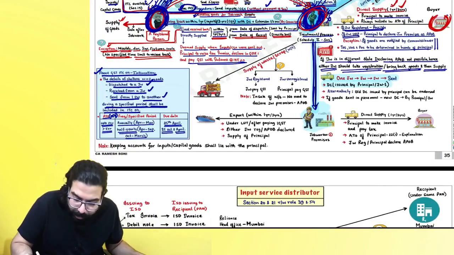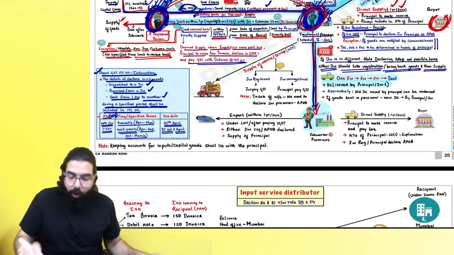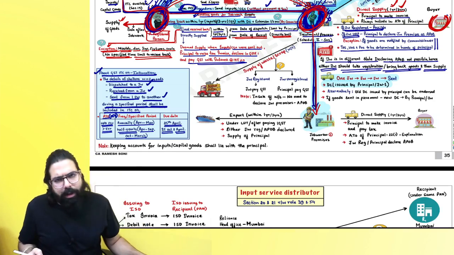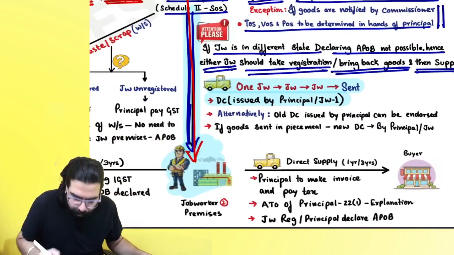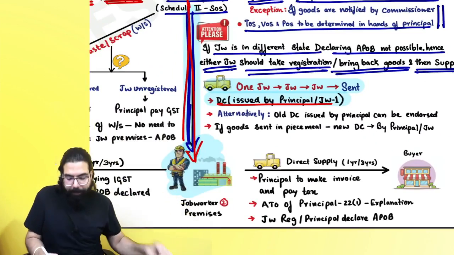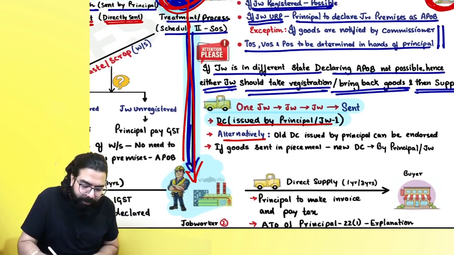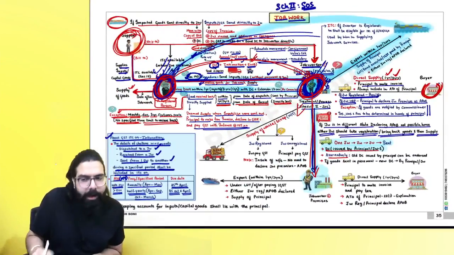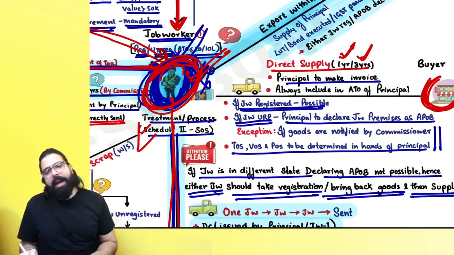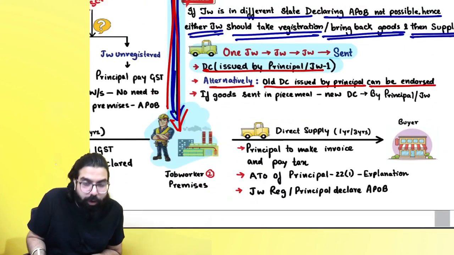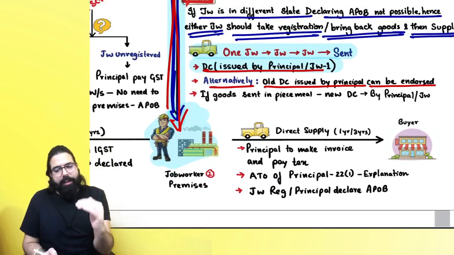Another kind of treatment. So goods have to go here. So it can go. This job worker will issue the delivery challan, or this job worker can issue, or the principal can issue the delivery challan, and the goods can move. It says the delivery challan can be issued by job worker number one or the principal. Alternatively, the old delivery challan which was there, the principal had sent the old delivery challan. That old delivery challan only this person can go ahead and endorse. It says the old delivery challan which was issued by the principal may be endorsed and the goods can move.